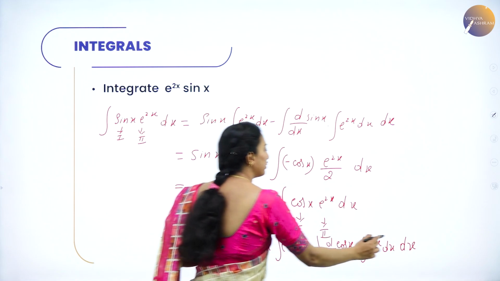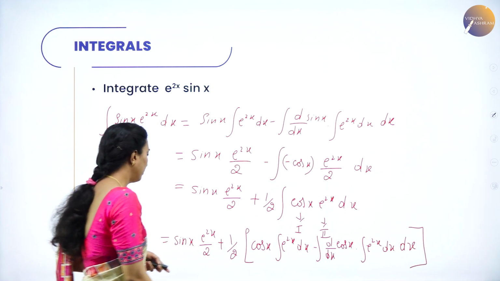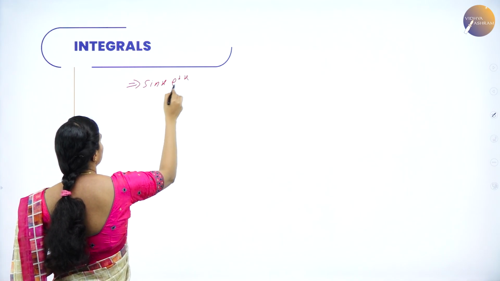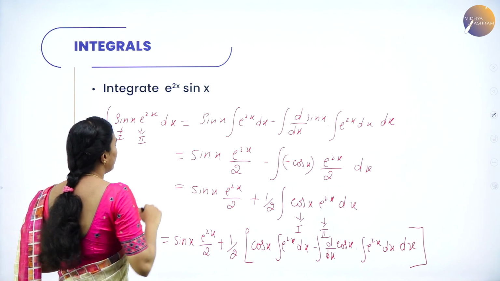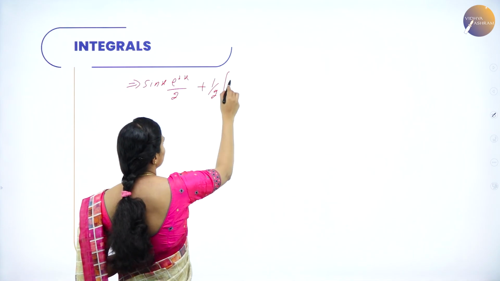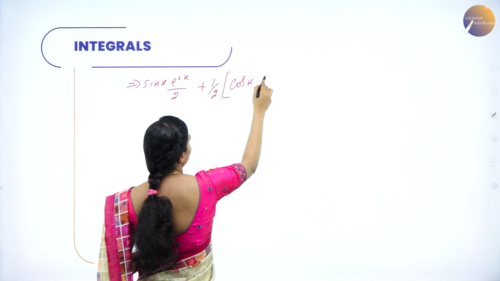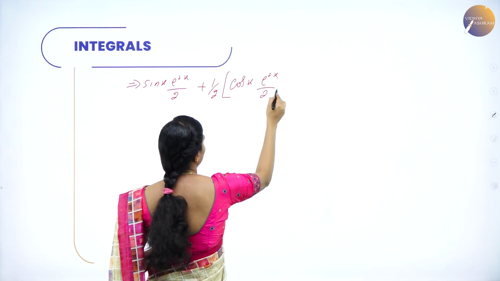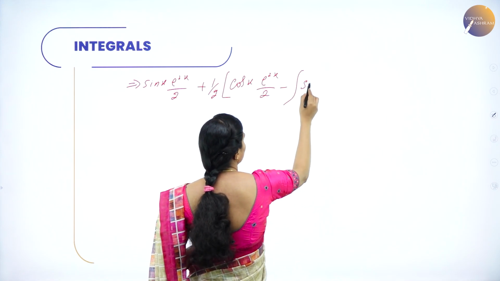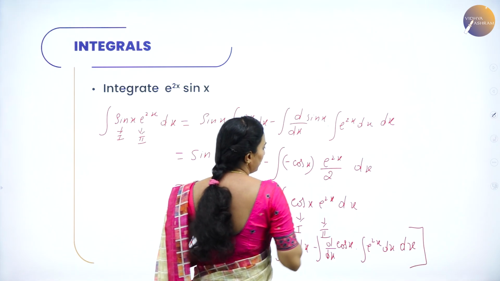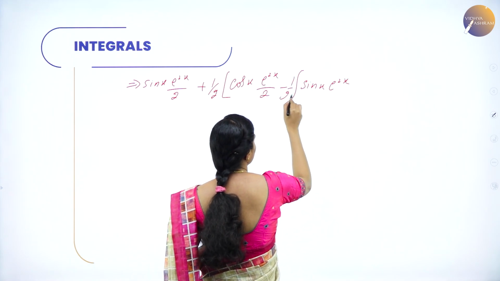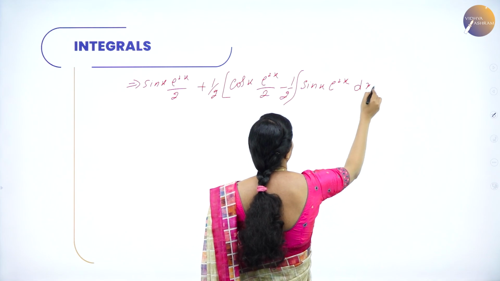Now close the bracket because 1 by 2 is multiplied throughout, which implies sin x into e power 2x divided by 2 plus 1 by 2 into, open the bracket, cos x into integral of e power 2x, which is e power 2x divided by 2, minus integral of d by dx of cos x, which is minus sin x, into e power 2x integral, which is e power 2x divided by 2. 1 by 2 I am taking outside, okay? I hope you got this one.